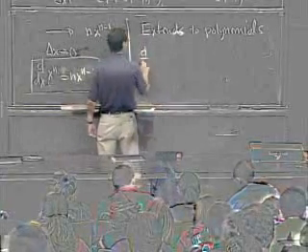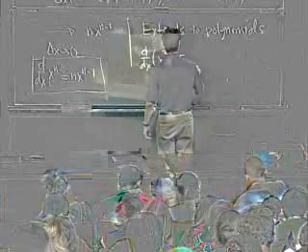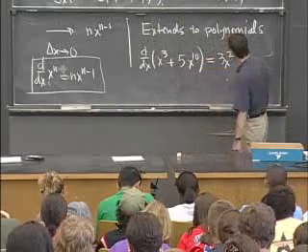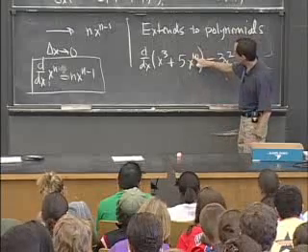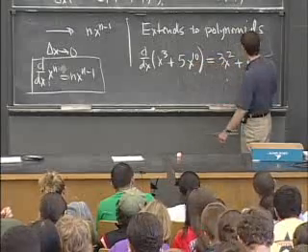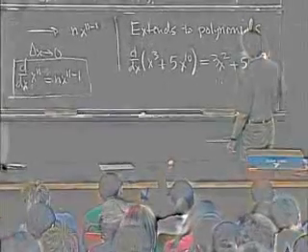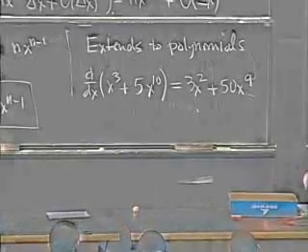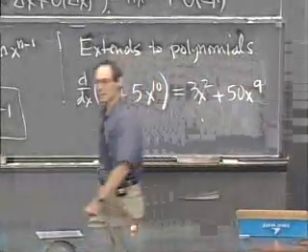Namely, if I take d by dx of something like x cubed plus 5x to the 10th power, that's going to be equal to 3x squared. That's applying this rule to x cubed. And then here I'll get 5 times 10, so 50 x to the 9th. So this is the type of thing that we get out of it. And we're going to make more hay with that next time.